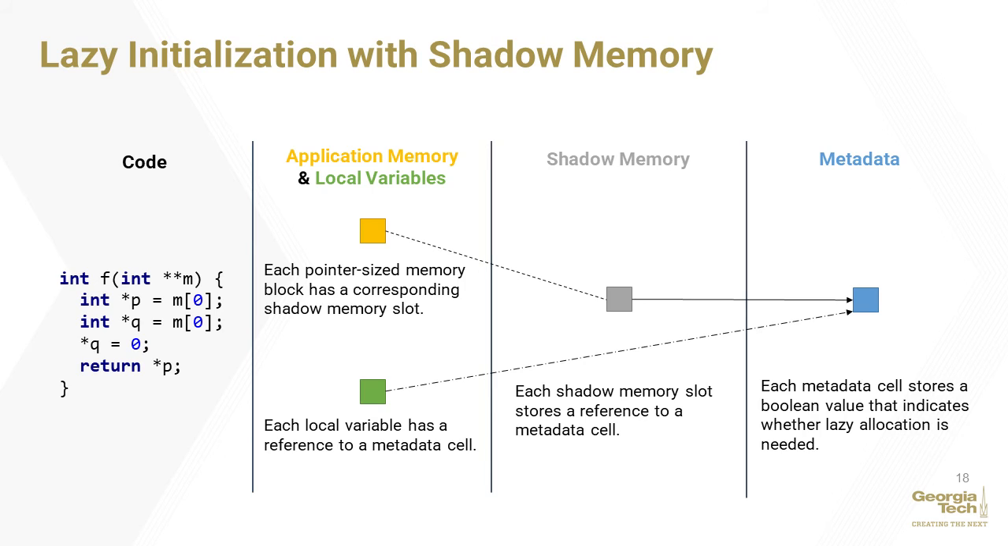I'll use the same example to demonstrate how the lazy initialization and the shadow memory work. We have the yellow block representing a pointer-sized memory block. Each memory block has a corresponding shadow memory slot, represented as a gray block. A shadow memory slot stores a reference to a metadata cell. Each metadata cell stores a Boolean value that indicates whether lazy allocation is needed for a symbolic pointer value. And we also have a green block representing a local variable, which also contains a reference to a metadata cell.